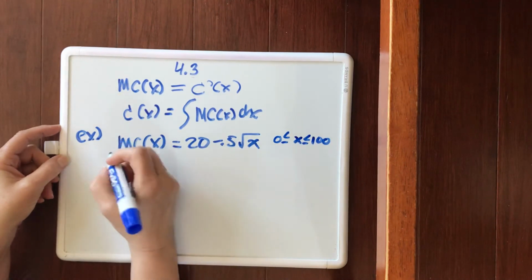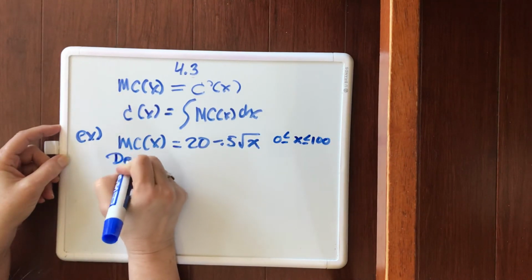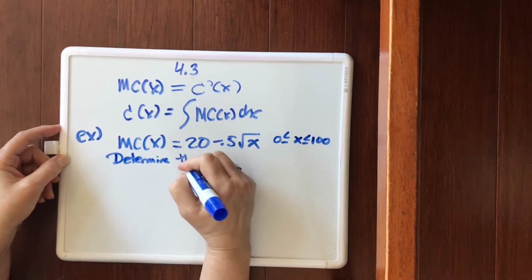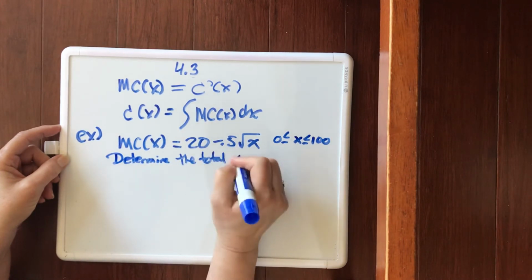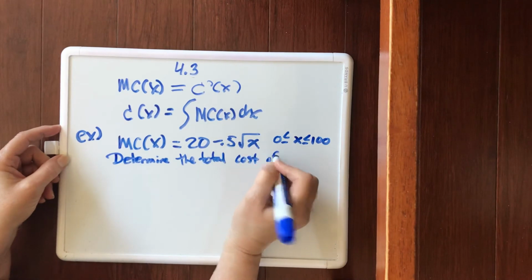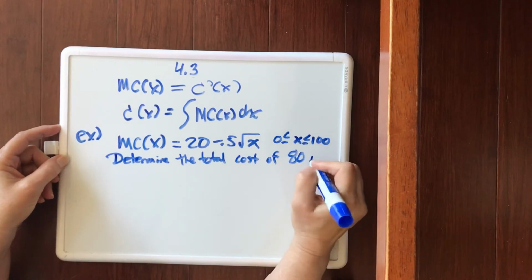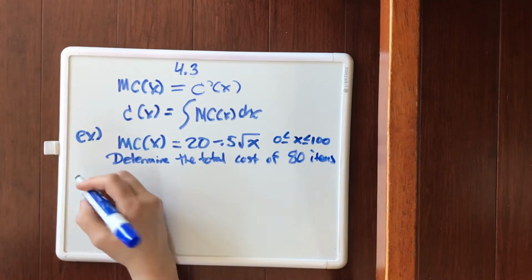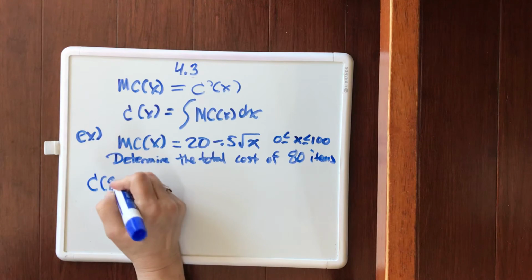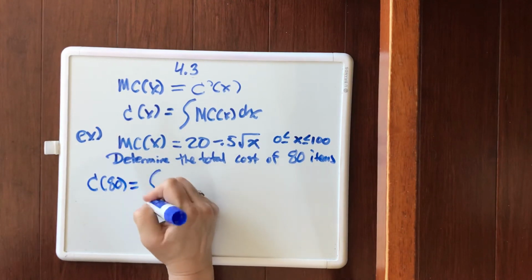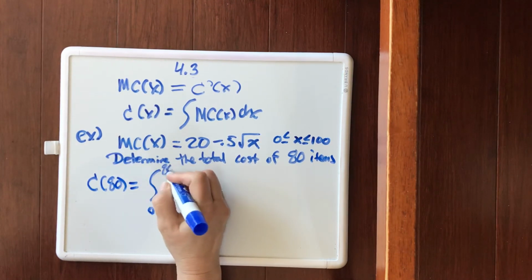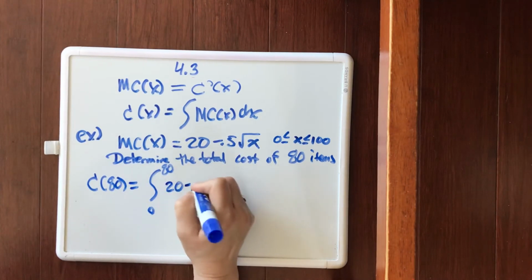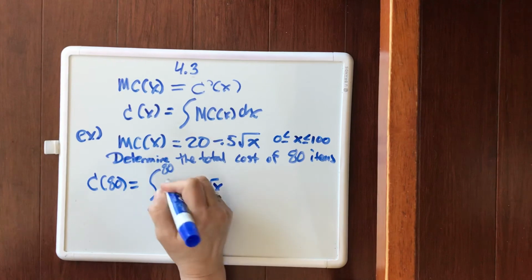All right, and the question is to determine the total cost of 80 items. Okay, so the total cost is going to be, we're going to integrate from 0 to 80 of the marginal cost, 20 minus 0.5 square root of x dx.